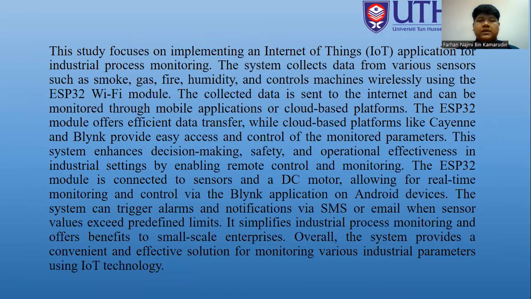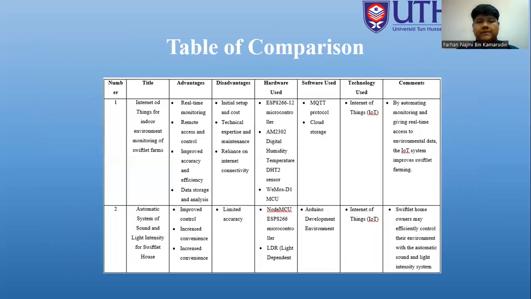The study focuses on implementing an Internet of Things application for industrial process monitoring. The system collects data from various sensors such as smoke, gas, fire, and humidity, and controls machines wirelessly using the ESP32 Wi-Fi module. The collected data is sent to the internet and can be monitored on a mobile application or cloud platform. The ESP32 module offers efficient data transfer, while cloud-based platforms like ThingSpeak and Blynk provide easy access and control of the monitored parameters. So this is the table comparison.